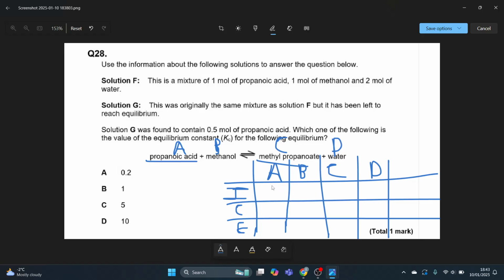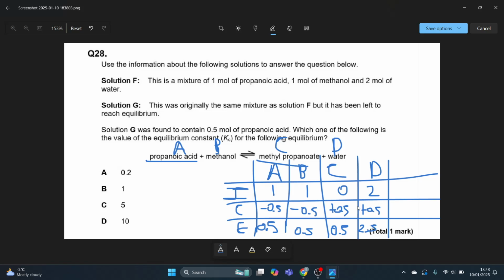Mixture of 1 mole of propanoic acid, so A, 1 mole of methanol, and 2 moles of water. That's how it's going to be, 0. Solution G was found to contain 0.5 moles of propanoic acid. So that's minus 0.5. That's minus 0.5. Therefore, that's going to be plus 0.5. And D, well, that is water, so initially 2 moles of water, so it's going to be plus 0.5.